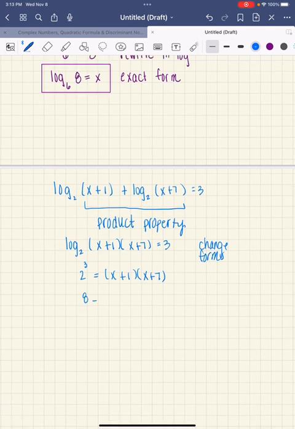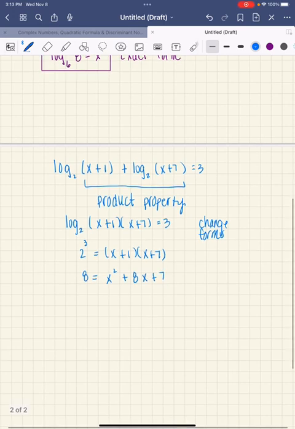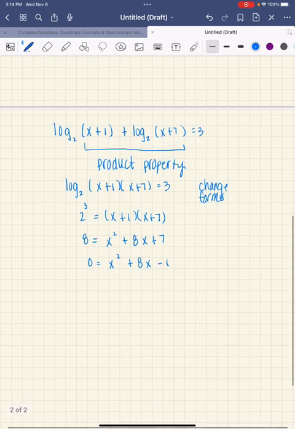2 cubed is 8. I'm going to multiply out, distribute, combine like terms. That's going to be x squared plus 8x plus 7. It's a quadratic. It has to be equal to 0 before you can solve. So this is going to be 0 equals x squared plus 8x minus 1. Okay, so in order to solve this, I'm going to use the quadratic formula.